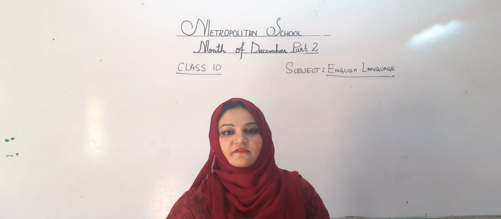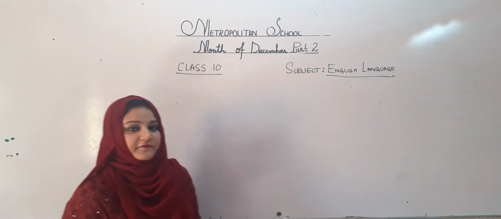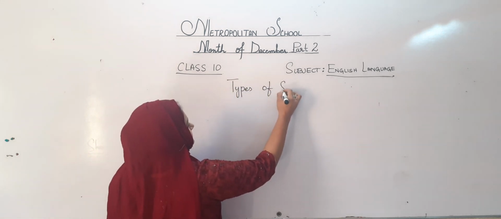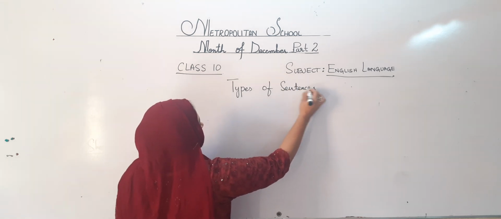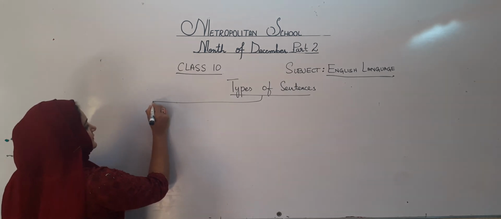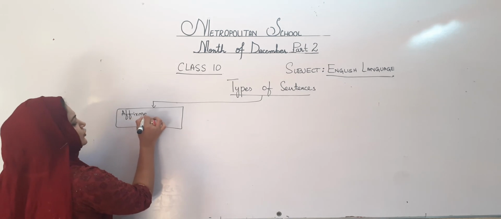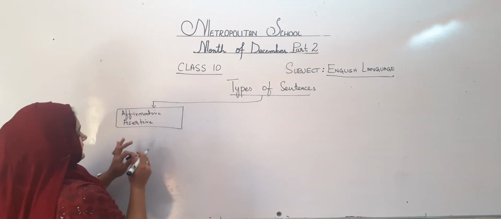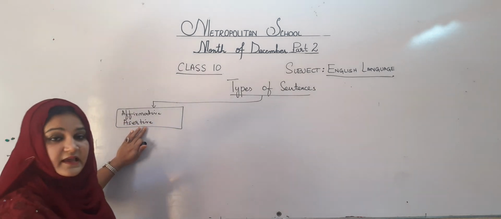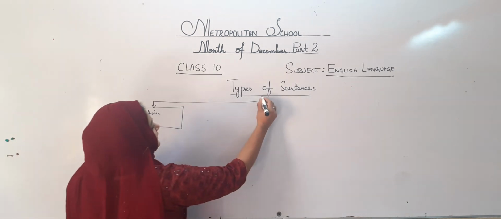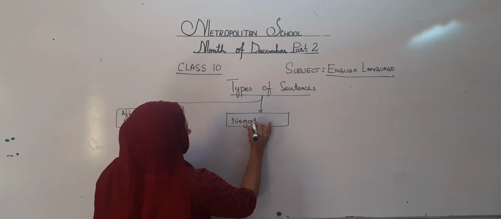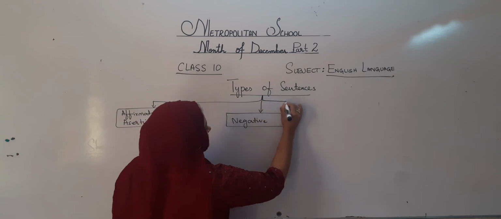So today we are going to revise types of sentences. I hope you have done it before, but I am going to revise for you. Types of sentences. Number one is affirmative, and you can say it assertive as well. Affirmative and assertive sentences can be negative and positive. Now come on second, which is negative, and third one is interrogative.